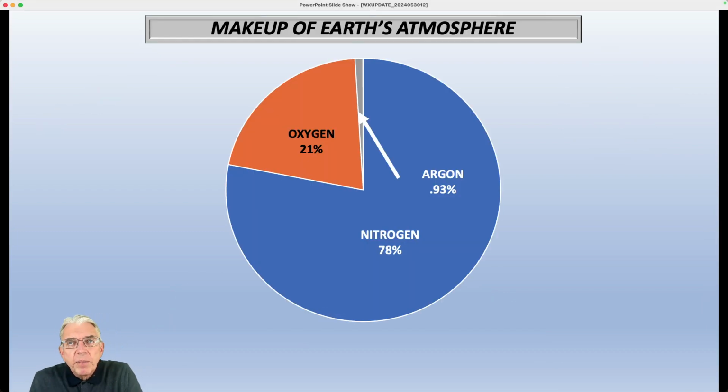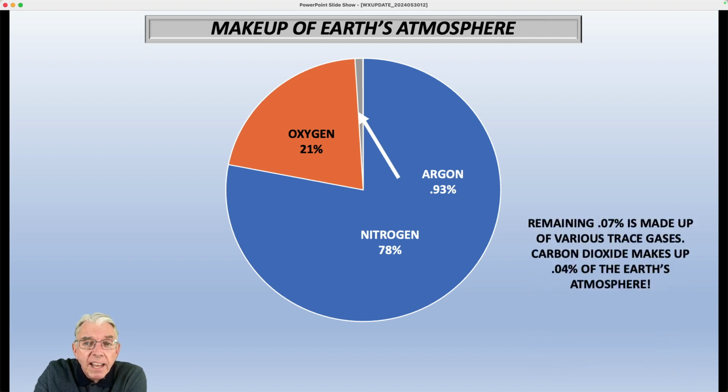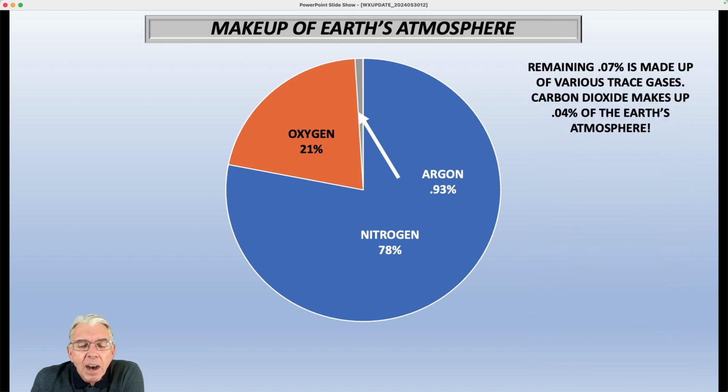But this is the makeup of the Earth's atmosphere. This has been known for a long time. Nitrogen, the dominant gas, at 78%. Oxygen at 21%. Then there's a gas called argon that makes up 0.93%, which only leaves 0.07% of the atmosphere to be made up by various what we call trace gases. And one of those trace gases is called carbon dioxide, and it makes up 0.04% of the Earth's atmosphere.